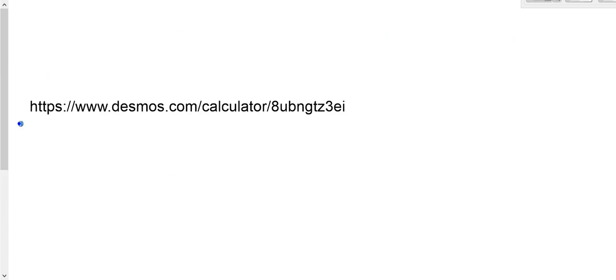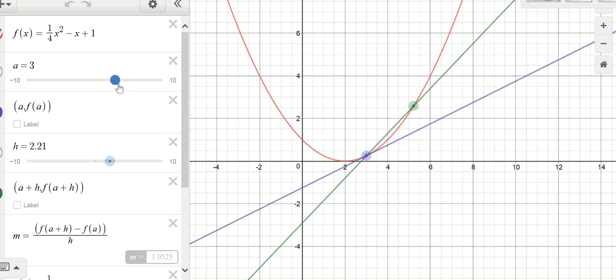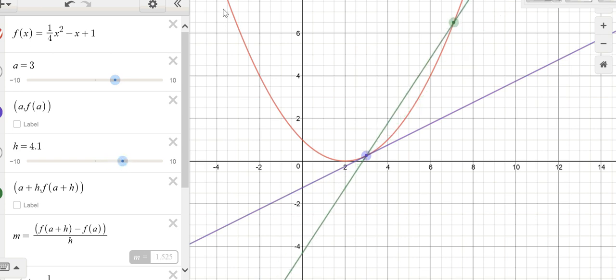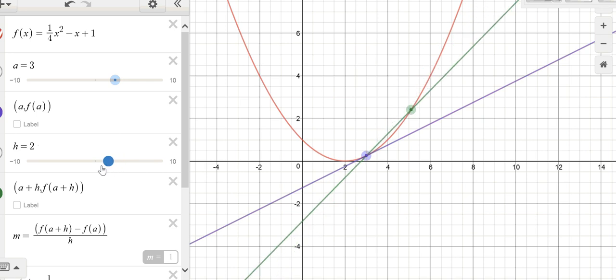And here I have a little demonstration to make it a little bit more visual. Let's take a look. Okay, so say this is our function f of x in red. And let's say that we want to find the derivative at the point 3. And the increment is h. So I'm going to make the increment smaller and smaller. So you see that point gets closer and closer and closer.